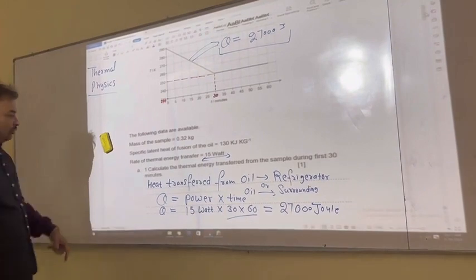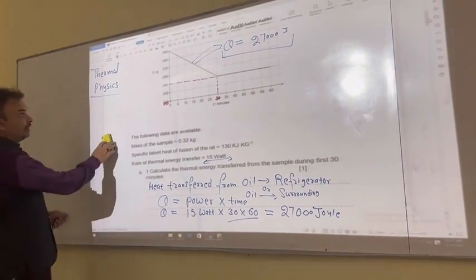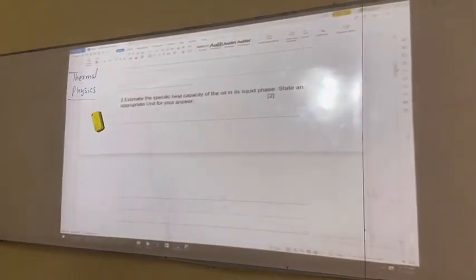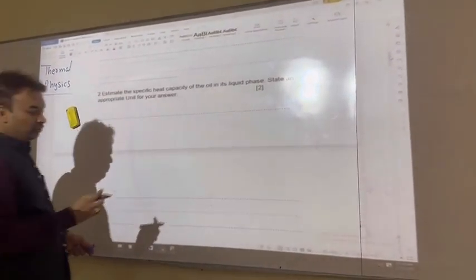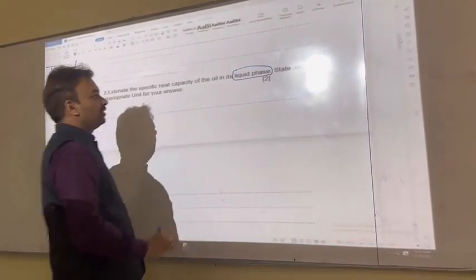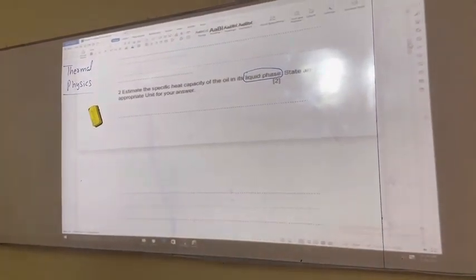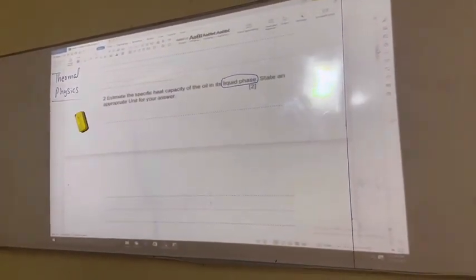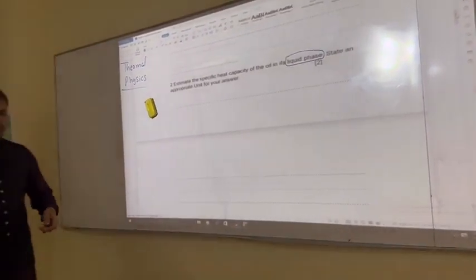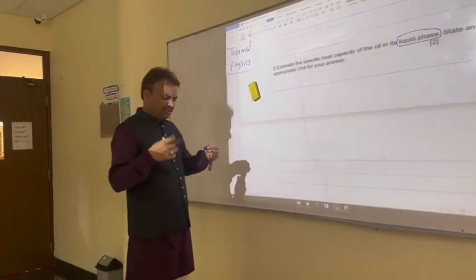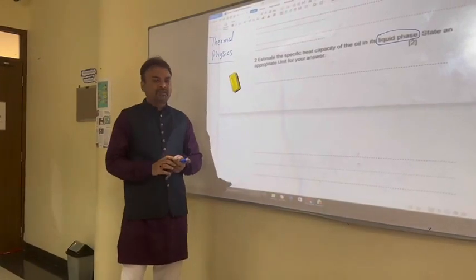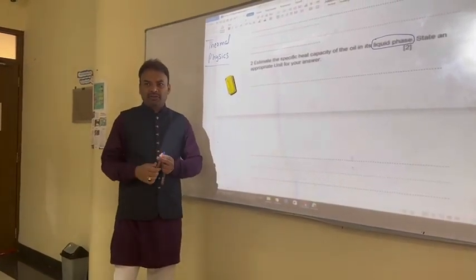Now let us go to the second part. Oil in its liquid phase. Right? So we have the clue here. We have a liquid phase. State an appropriate unit for your answer. Estimate the specific heat capacity. Right? So why are we using the specific heat capacity? Why is the specific heat capacity term here? What is the meaning of specific heat here? Right? So what is happening?